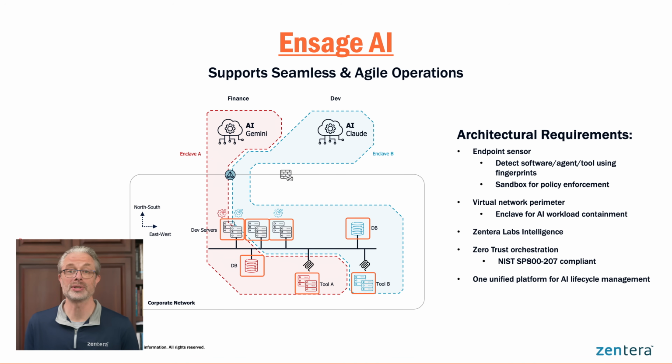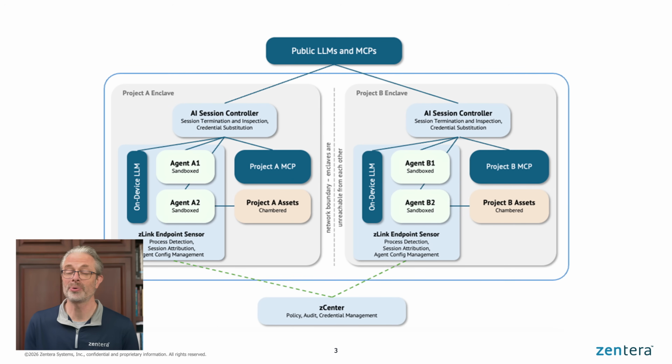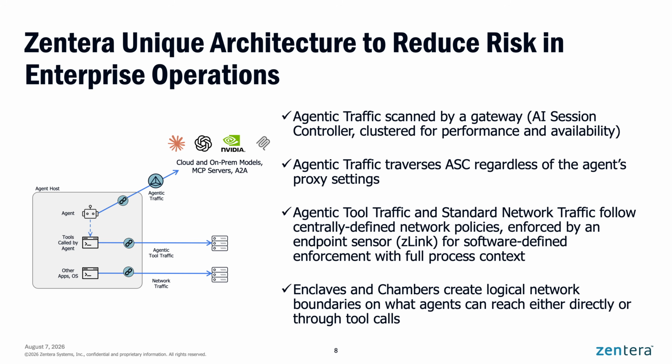This architecture goes to the next level when project assets are grouped into enclaves. Where chambers secure compute assets using network-based controls, an enclave gathers all of the resources needed for a project and ensures that both network and behavior-based controls are enforced. An enclave will contain user endpoints, project MCP servers, local LLMs, and whatever other computer assets are required. The zLink agent and the chambers control the network traffic, and Zentera's AI session controller can't be bypassed and ensures that all agent activity conforms to expected behavior. Each enclave is completely isolated from the others, and this provides true project separation.